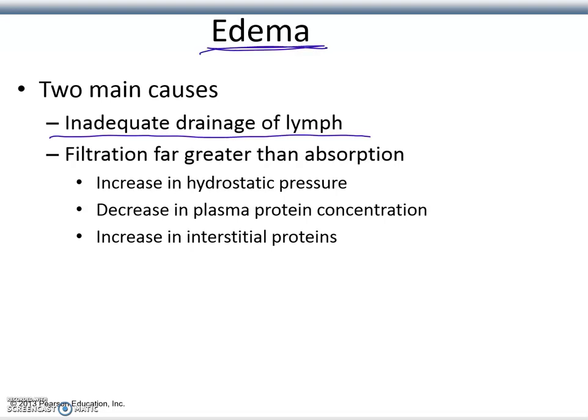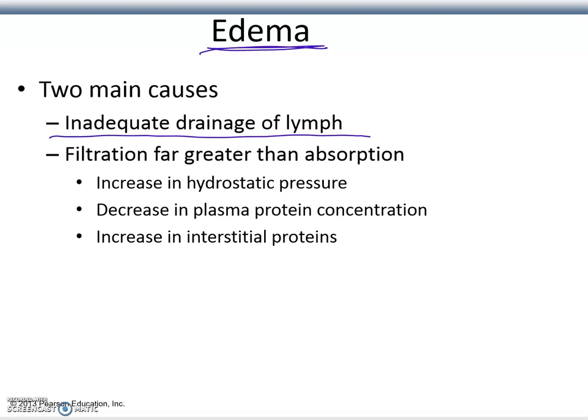Two main causes of why somebody may have edema are listed here. One would be inadequate drainage of the lymph. That could happen if, for some reason, the lymphatic vessels are clogged up. There's a disease, a worm infection called elephantiasis, where the worm lodges in these lymphatic vessels and blocks them, and then these tissue fluids cannot be picked up, and so people have these grotesque sizes of their limbs because all of these fluids are stuck there.